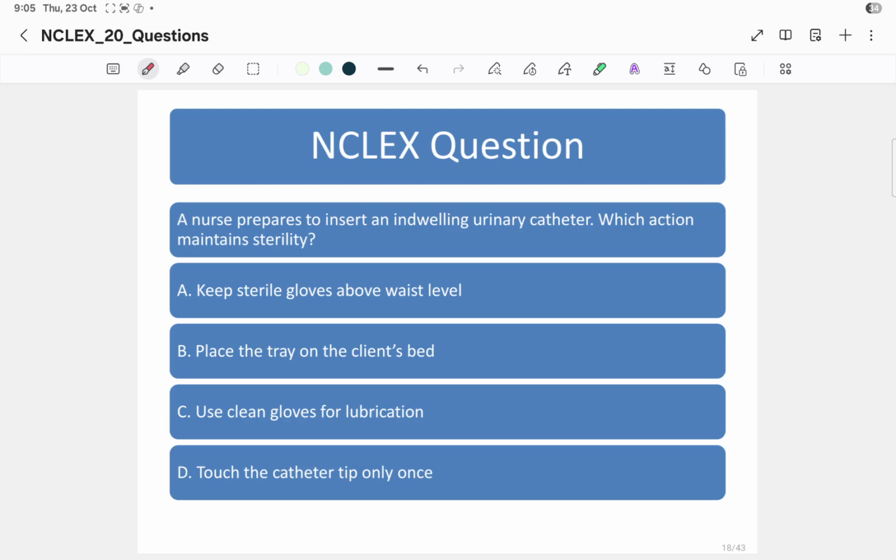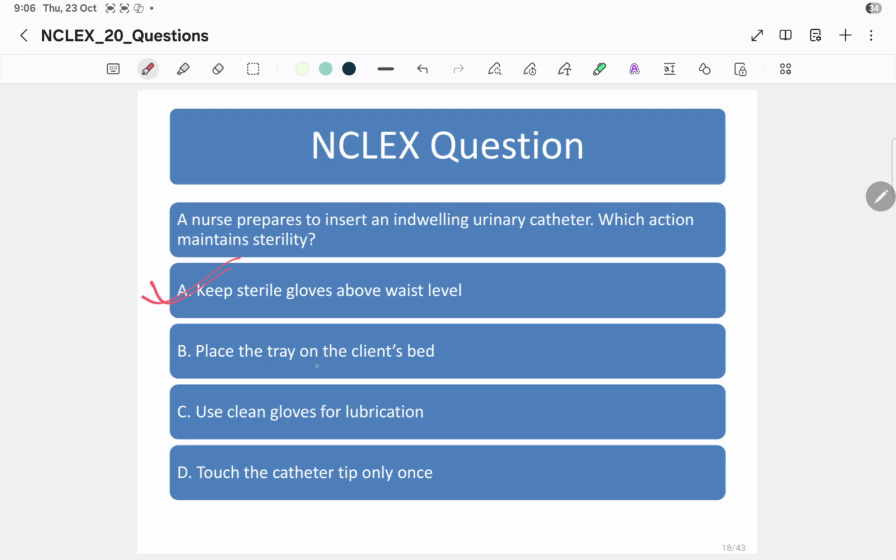So to prevent infection or maintain sterility, which action is correct? Option number A, keep sterile gloves above waist level. So this will be the correct answer. To maintain sterility, the best action of the nurse will be to keep sterile gloves above the waist level.